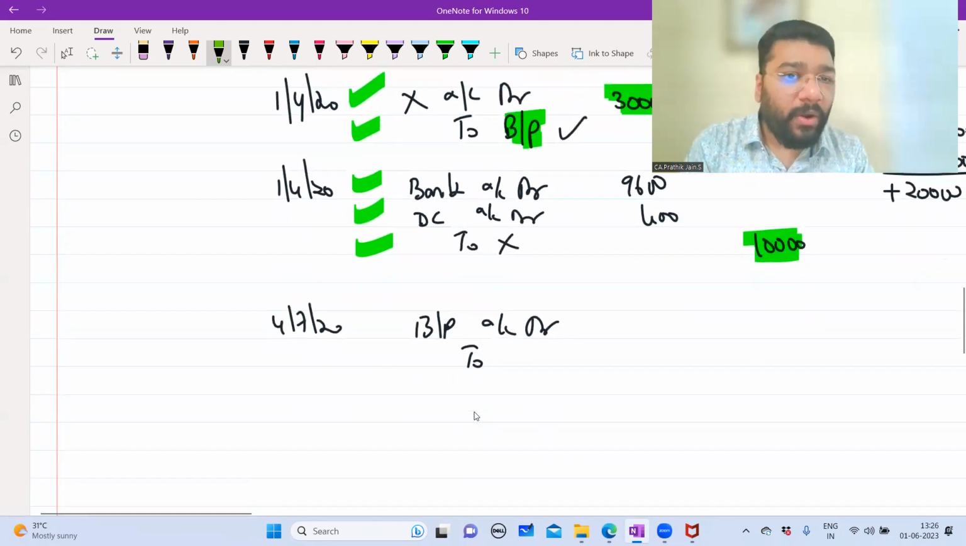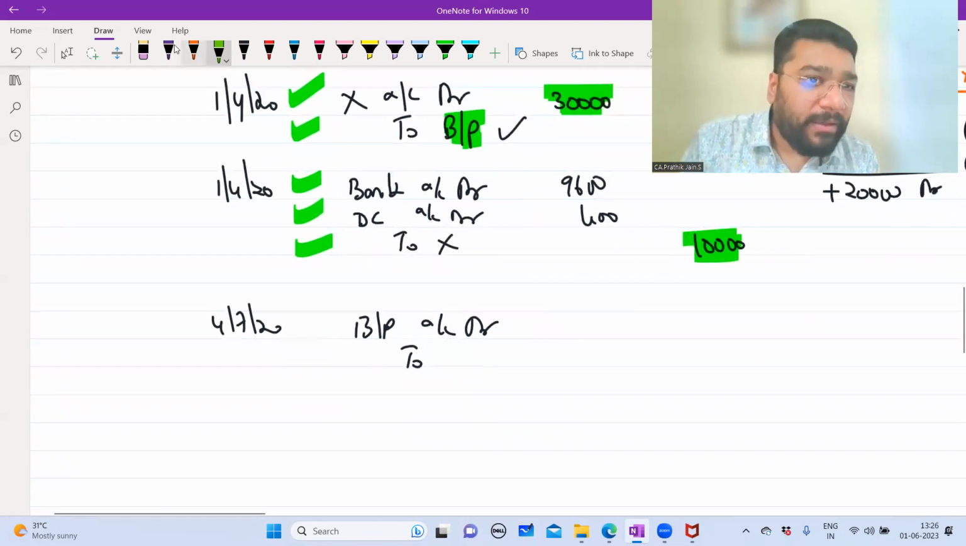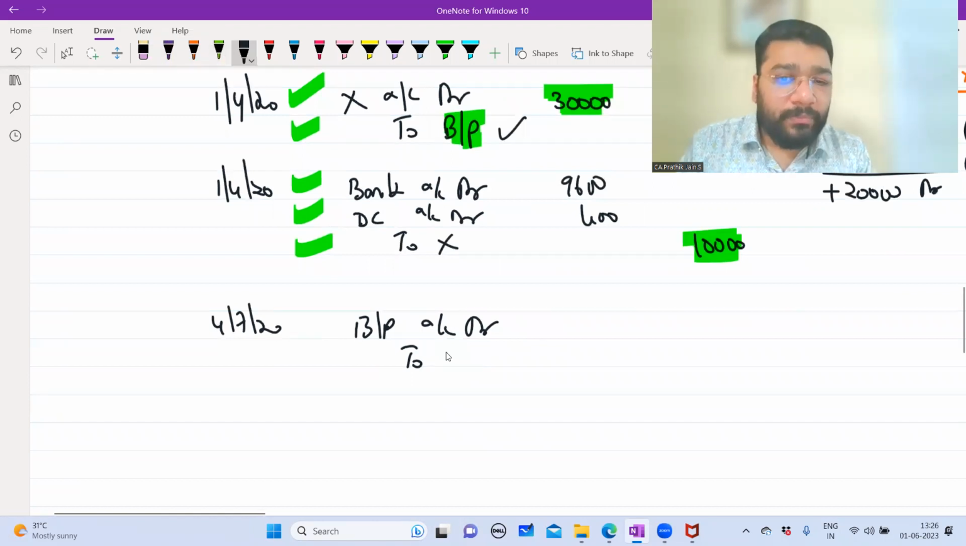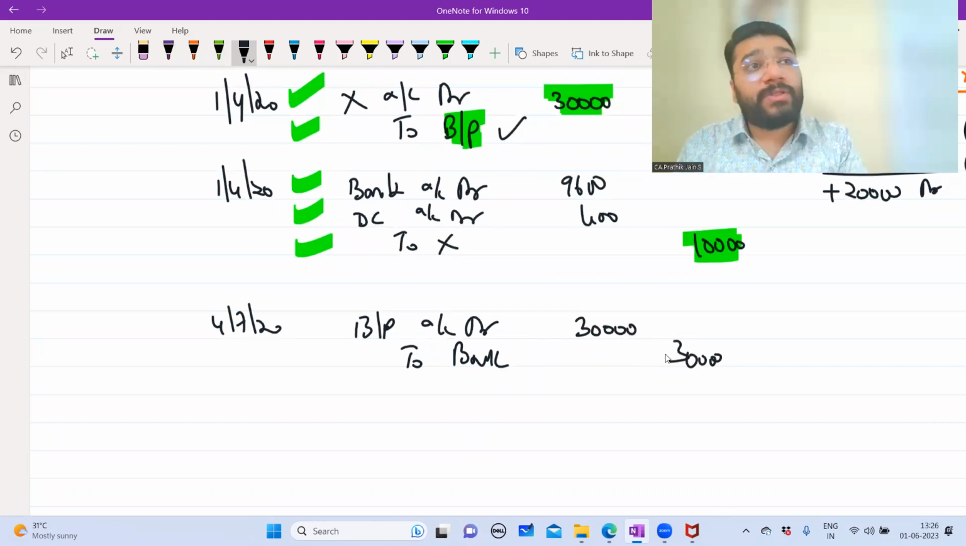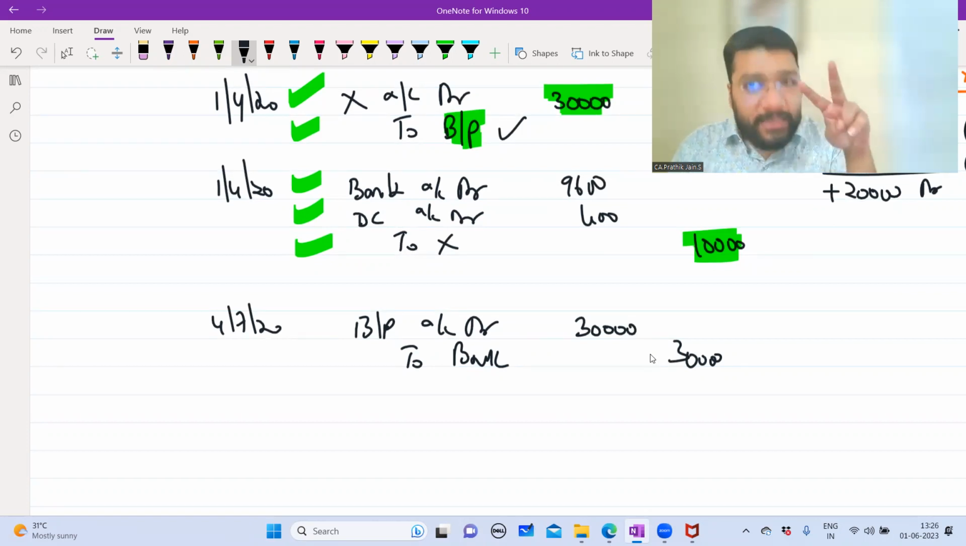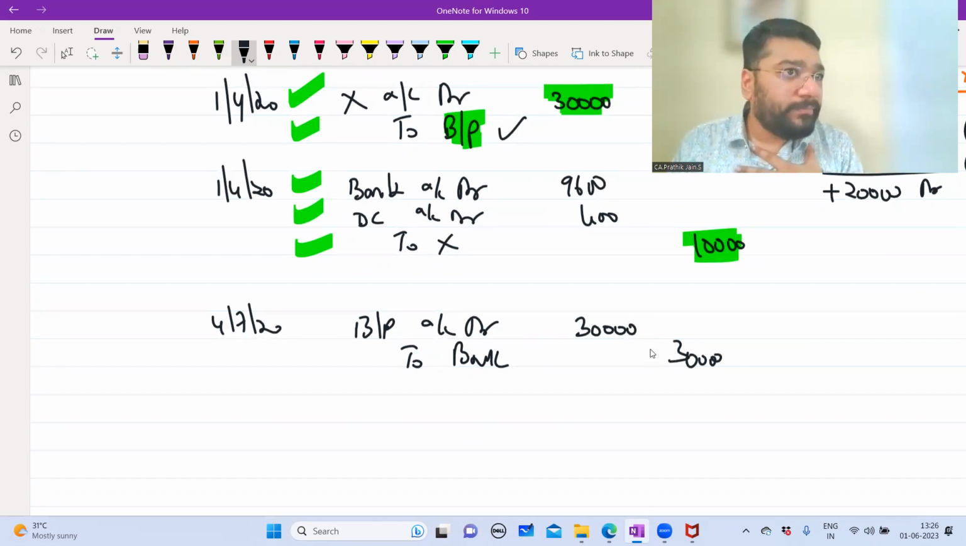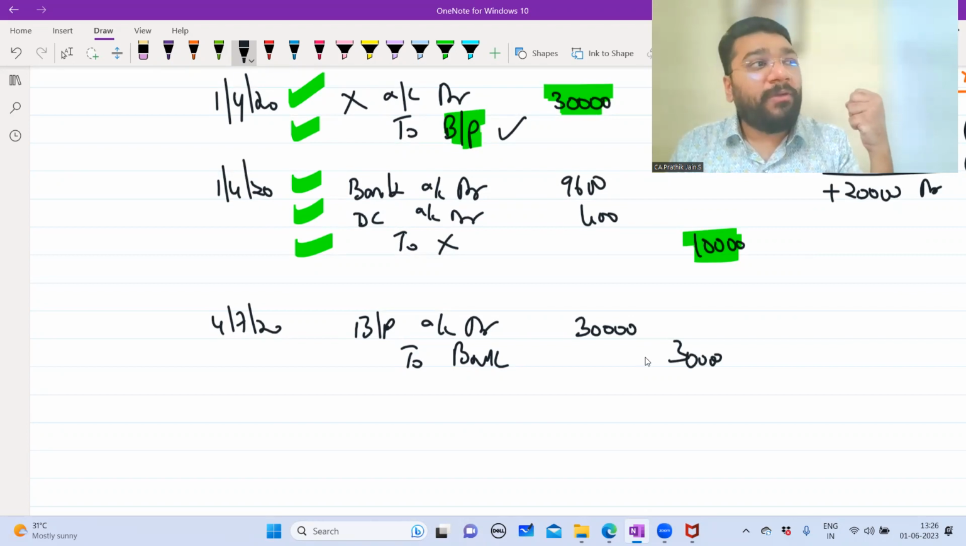So on the due date, first I'll make the payment to the banker. So bills payable to bank. How much? Bills payable to bank is how much? 30,000 rupees. Tell me guys, out of this 30,000 rupees, 10,000 I already had with me. Can I say 20,000 extra I paid from my pocket? So this money I need to recover from X.